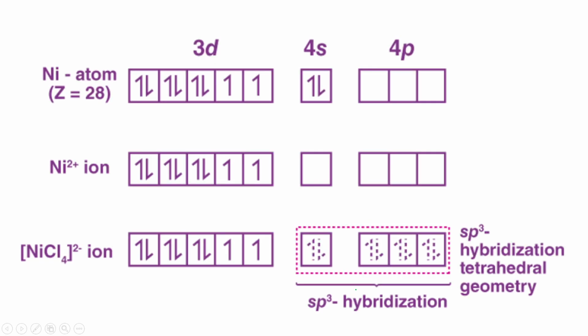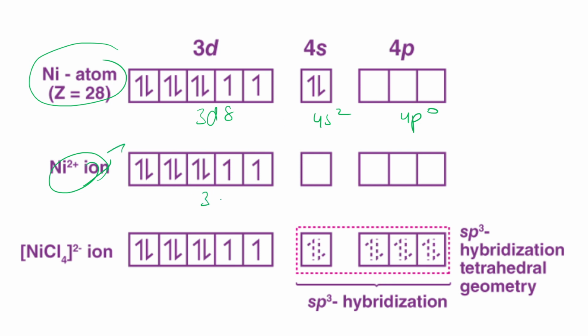Okay, so please see the proper diagram for that complex. Nickel atom has electronic configuration of 3d8, 4s2, 4p0. Nickel 2 plus: 2 electrons will be removed from this electronic configuration, 3d8, 4s0, 4p0. Now 4 chloride ions are supposed to come, so the hybridization will occur including the outer orbitals only. No pairing will occur in the inner one because chloride is a weak field ligand.